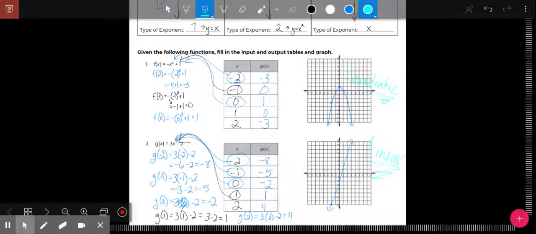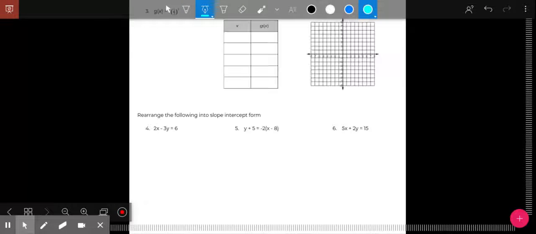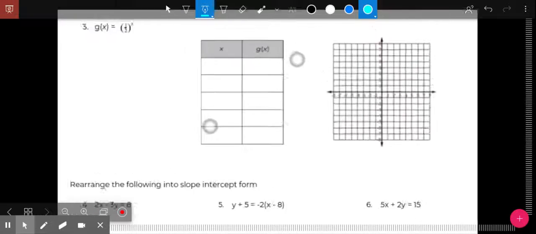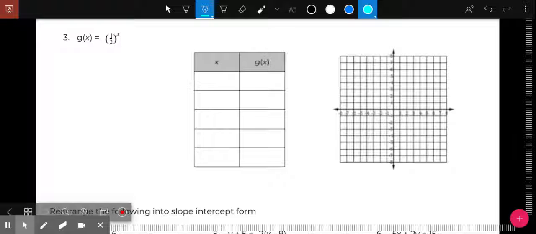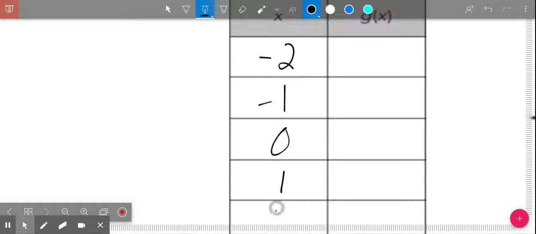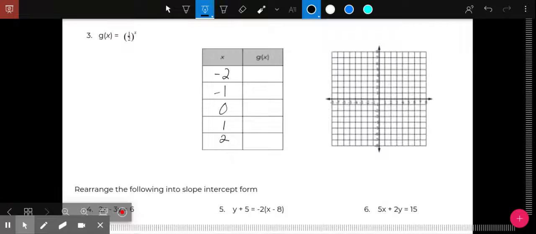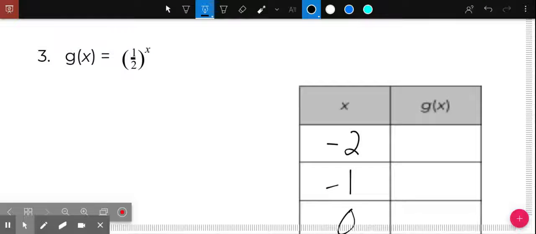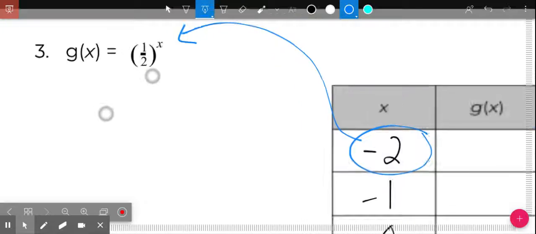All right, moving on to the next one. So we got one on the back. Okay. We have g of x equals 1/2 to the x. So we're going to go ahead and make our input and output table. -2, -1, 0, 1, and 2. Okay, we're going to plug all these in. I hope you remember your exponent rules from way back like last October. It's been a while, but we're going to see if we remember.